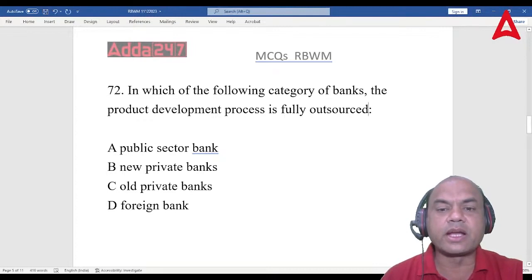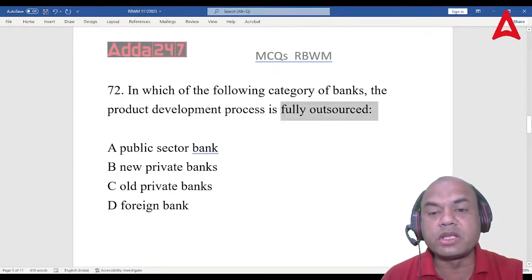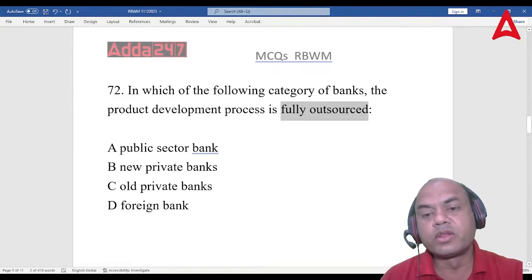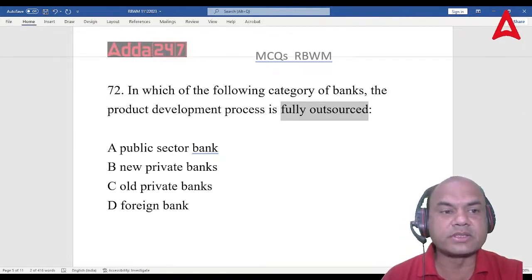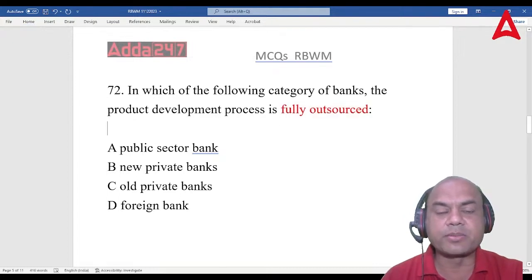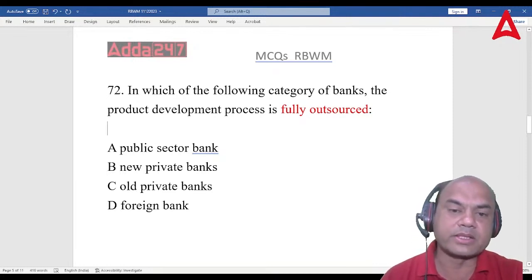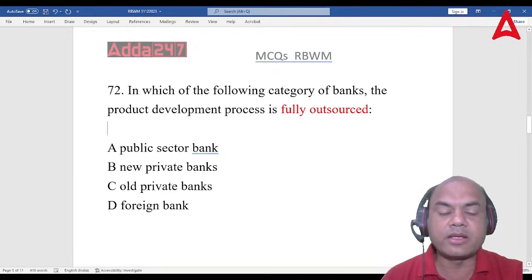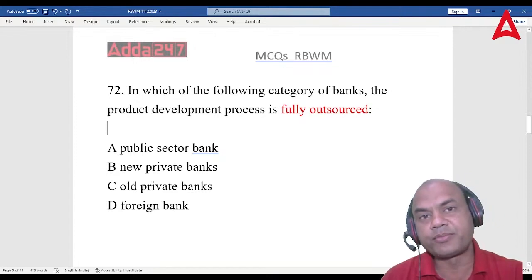In which of the following category of banks is the product development process fully outsourced? Fully outsourced in which category of banks? Now think over it, everyone. The options are public sector, new private, old private and foreign banks. Firstly, tell me, what is a public sector bank?